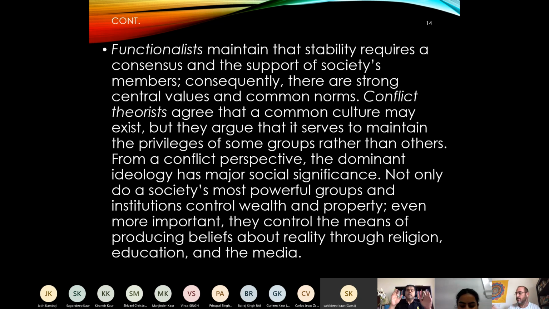Structuralism, which is the umbrella theory from which functionalism and the conflict theory have developed.